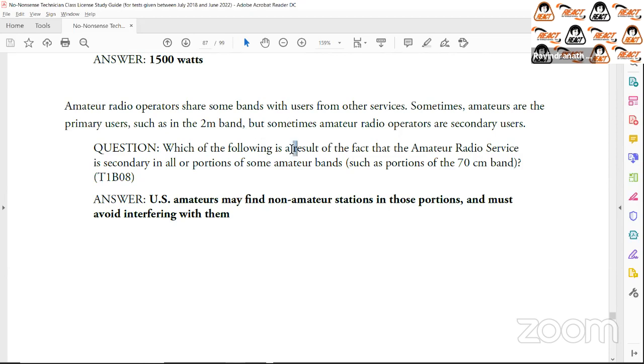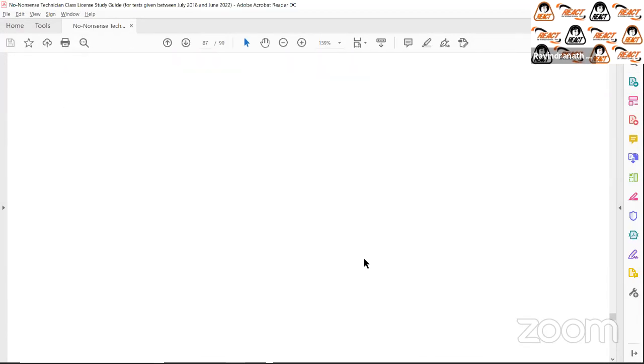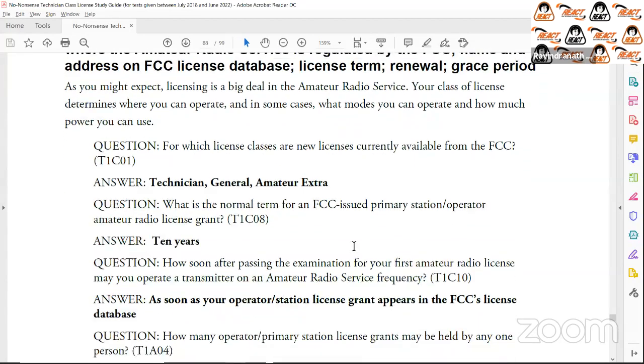What is the consequence of the fact that hams are secondary in some bands? In other words, what does it mean to say that an amateur operator or amateur radio is secondary on some band? It means this: US amateurs may find non-amateur stations in those portions and must avoid interfering with them, right? So that is what it means when you are secondary, as opposed to primary.